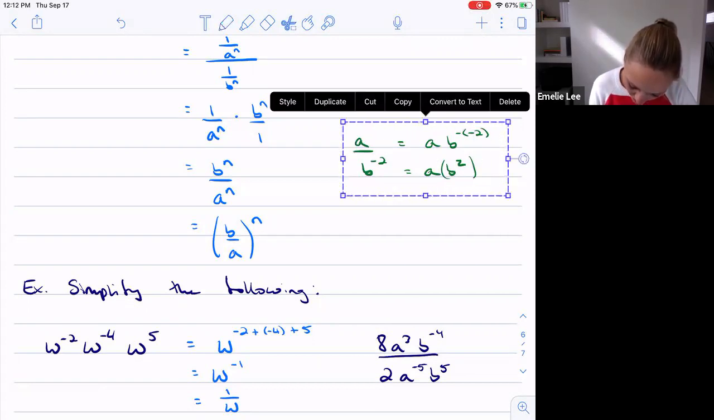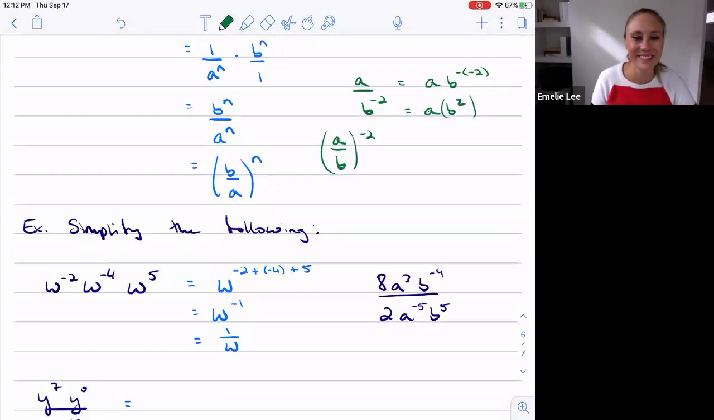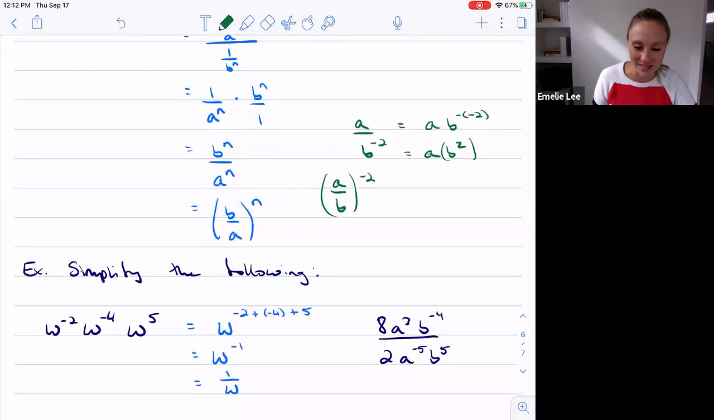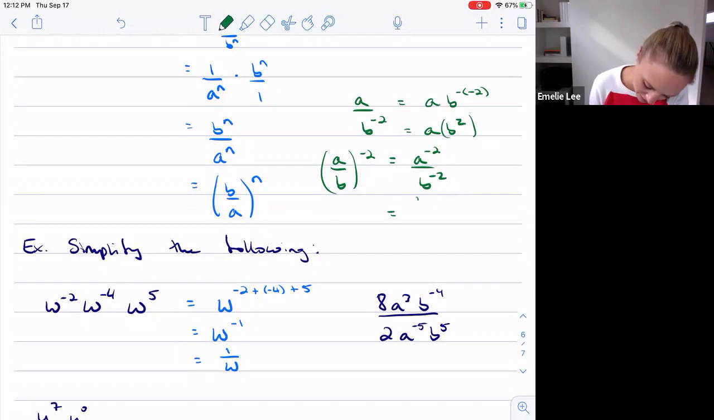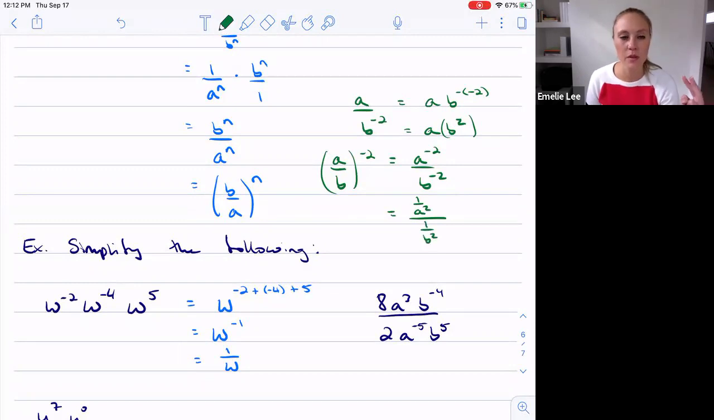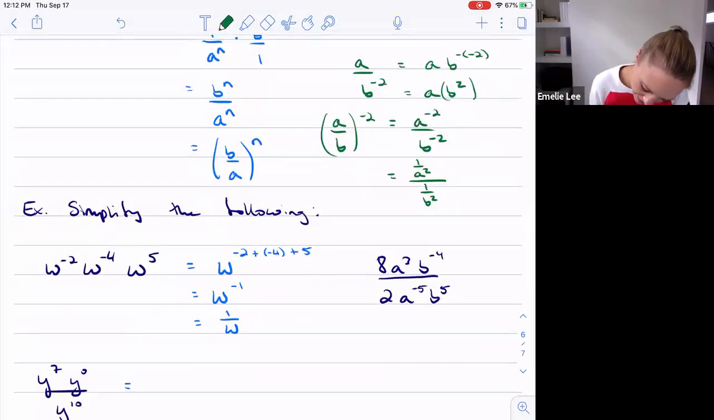Forget this ever happened. Well, actually, I can just keep it. If you have a over b to the negative 2, brackets, right? I can rewrite that as a to the negative 2 over b to the negative 2, right? I'm allowed to bring it inside. And then I'm going to have 1 over a to the power of 2 over 1 over b to the power of 2, which is a fraction over a fraction, so I'm going to flip and multiply.